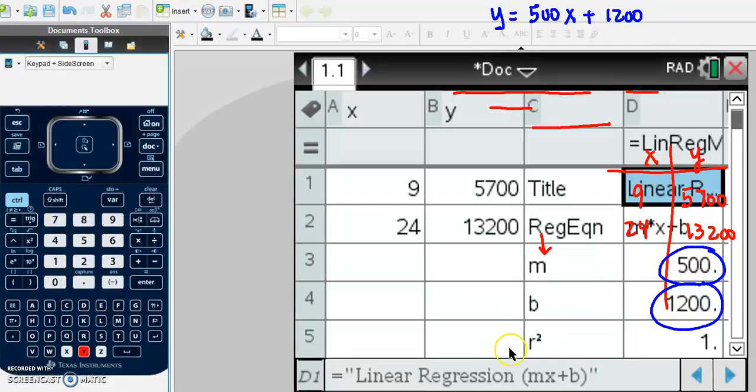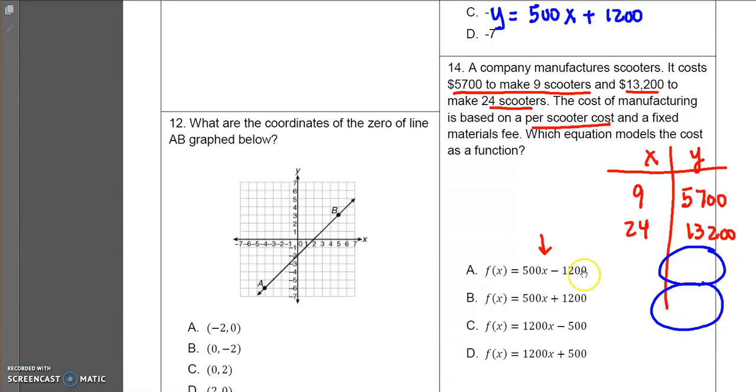So let's go back to our answer choices on our paper now. And I'm looking for 500X plus 1200. So it looks like B is going to be the correct answer.